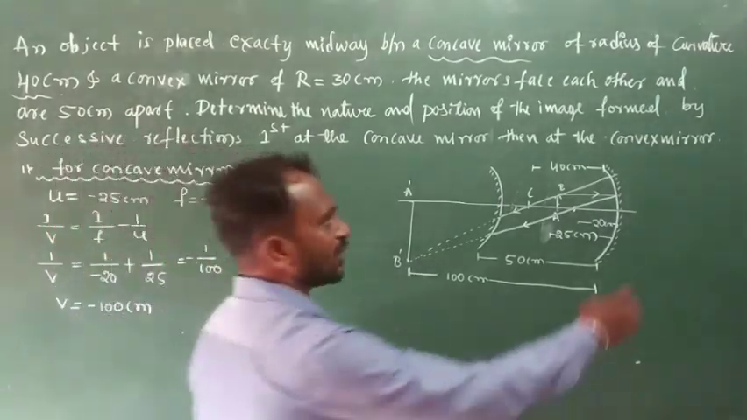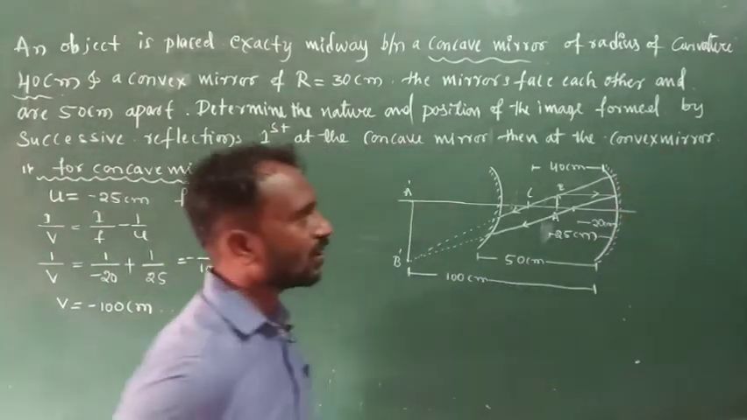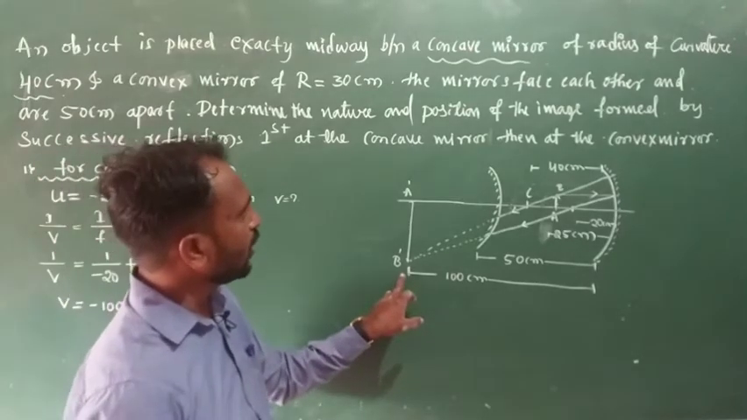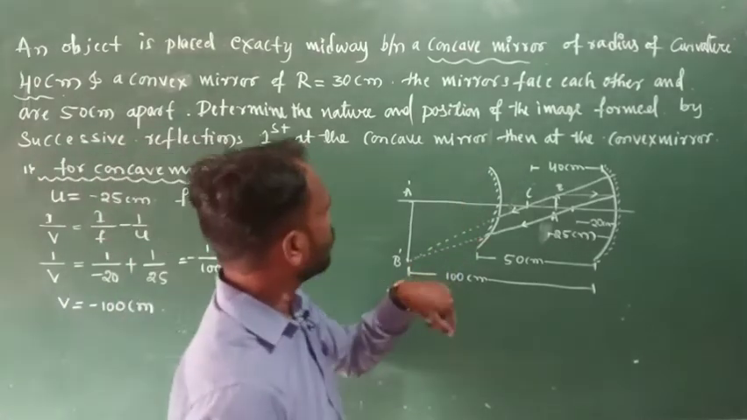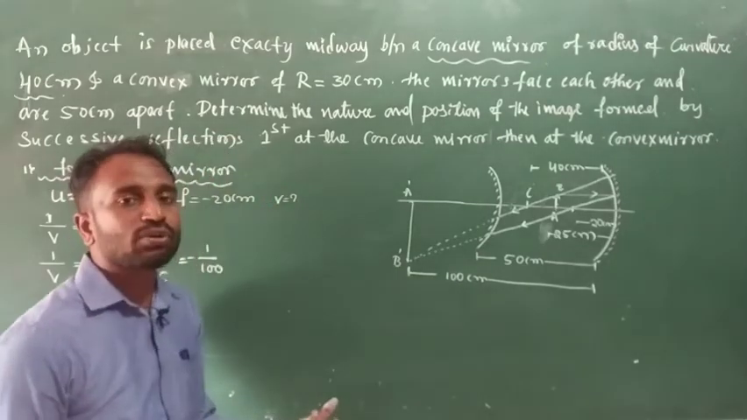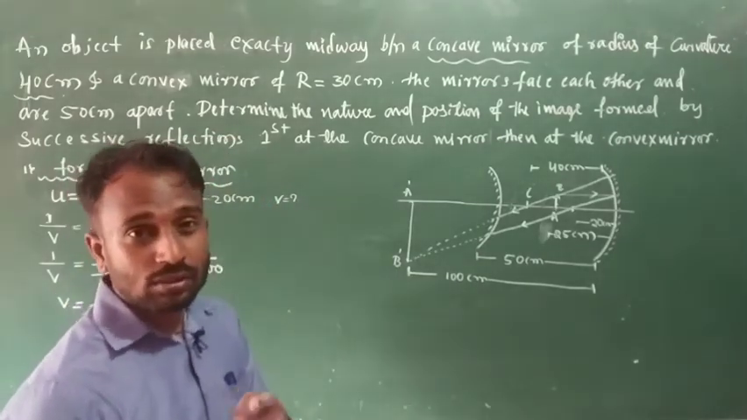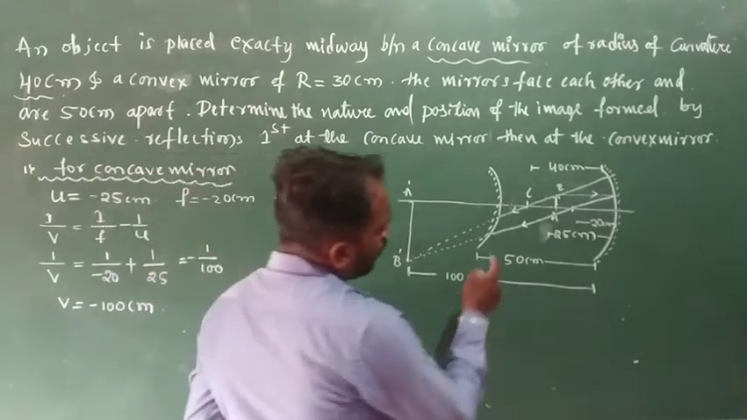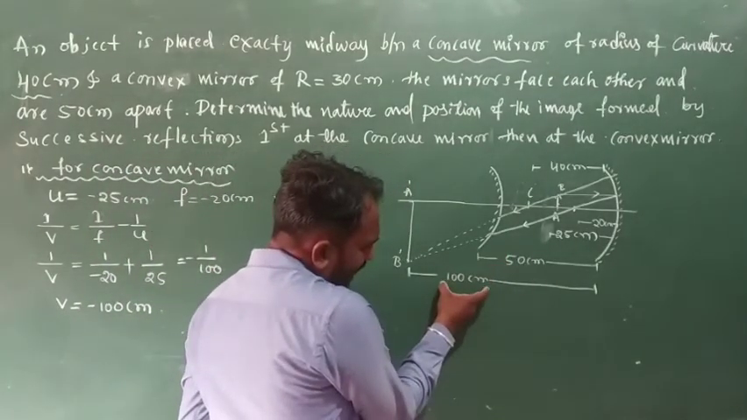So now we consider the convex mirror. We already found the image for the concave mirror, and afterwards we want to find the image for the convex mirror. Here we consider the object to be at 100 centimeter.